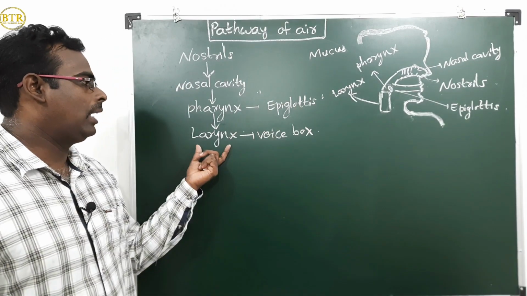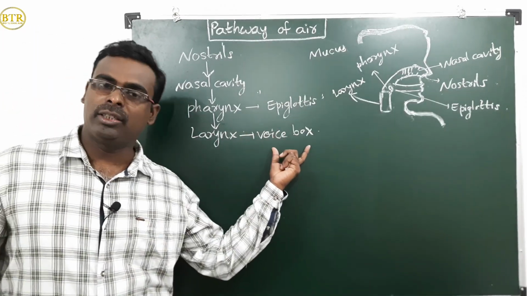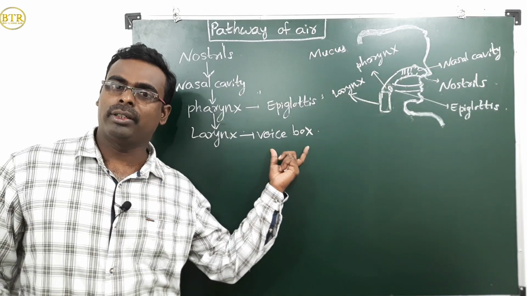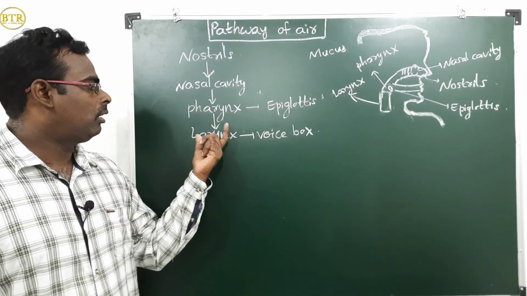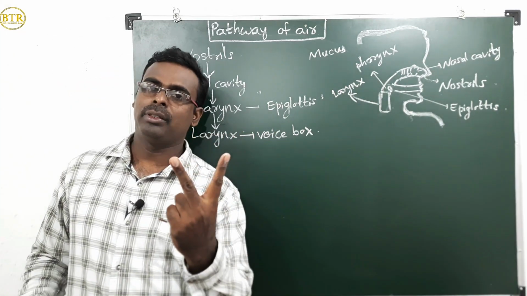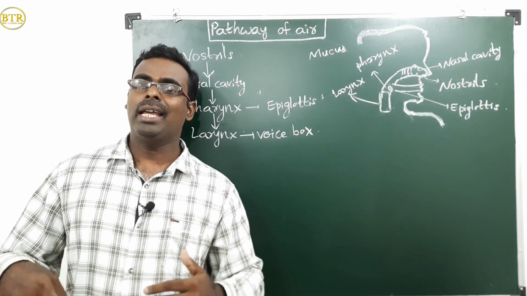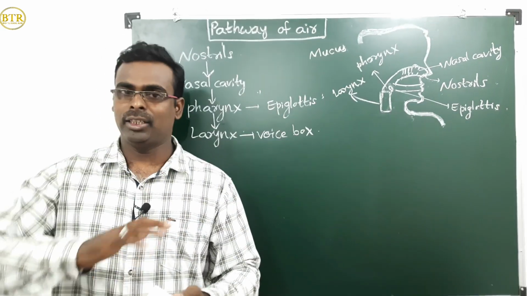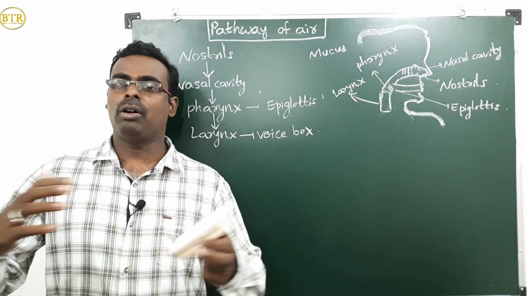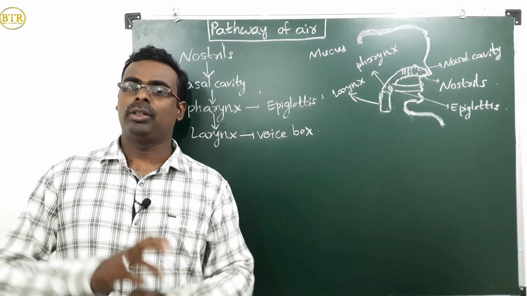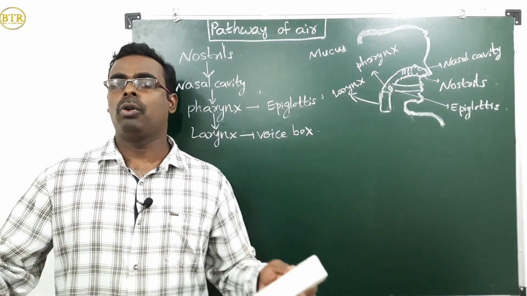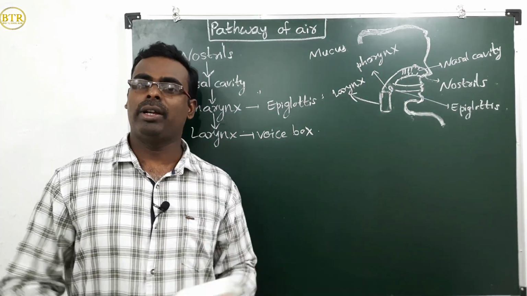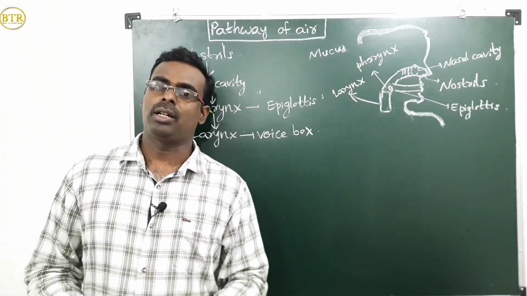So the larynx is commonly called the voice box, and inside the larynx two vocal cords are present. When we breathe out, the air coming out from the lungs passes over the vocal cords. Then the vocal cords vibrate, and this vibration produces the sound. In that way we speak and we talk.